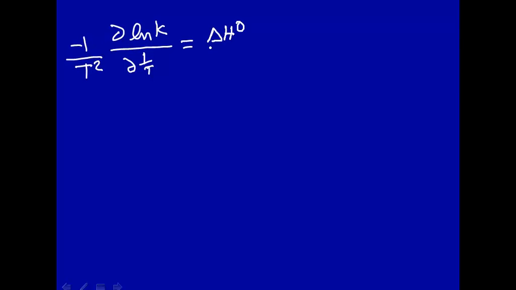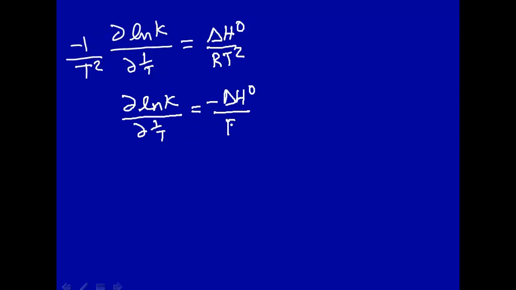So we have how natural log of K changes with 1 over temperature, and here we have minus 1 over T squared, which is equal to delta H0 over RT squared. Let's multiply by minus T squared. That will go away. So what we end up with is the derivative, or how ln K varies with 1 over temperature. That's just equal to minus delta H0 over R.